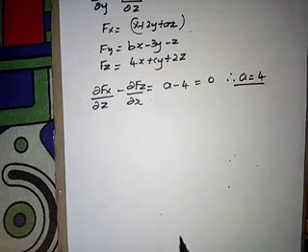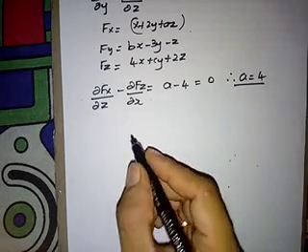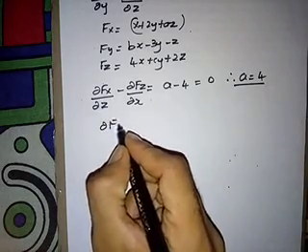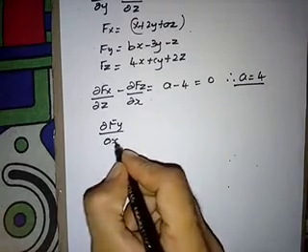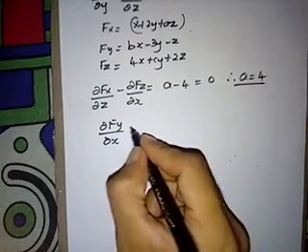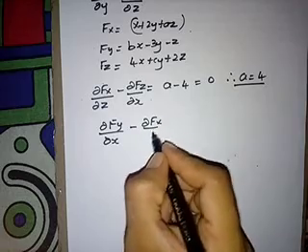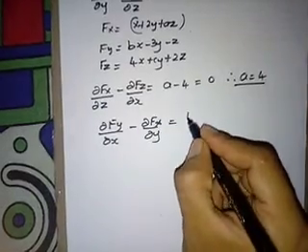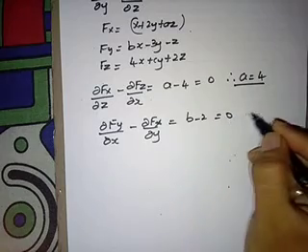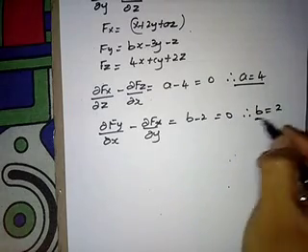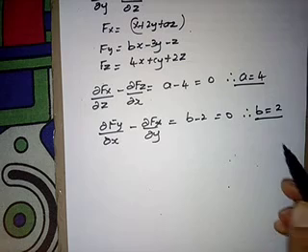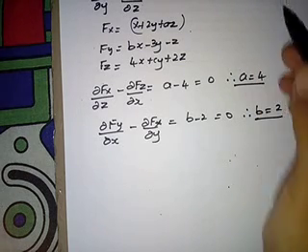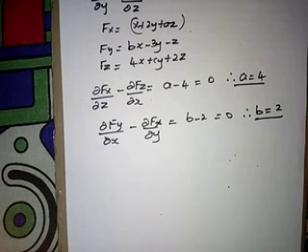Similarly the last term, dou fy by dou x minus dou fx by dou y. If we differentiate this, we will get b minus 2. This is equal to 0, therefore b will be equal to 2. So like this we have found the constants. a is equal to 4, b is equal to 2 and c is equal to 1, with the condition that the vector field is irrotational.